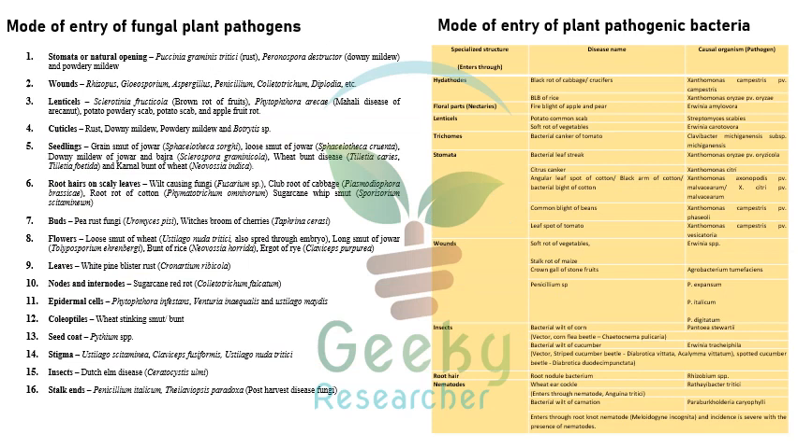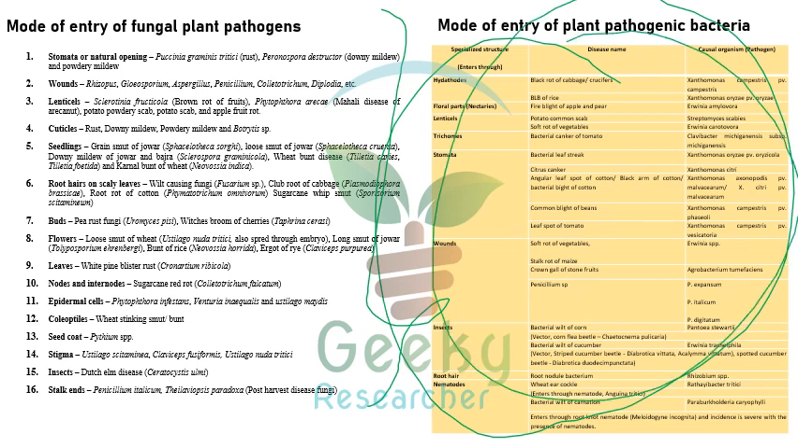So the next one is mode of entry of fungal pathogens. Here I differentiated for simple understanding. Mode of entry in bacteria I have explained in detail, about the mode of entry of plant pathogens. So let's discuss. Stomata are natural openings. Puccinia graminis tritici and Peronospora destructor, that is downy mildew, and powdery mildew actually enter into the plant cells through stomata.